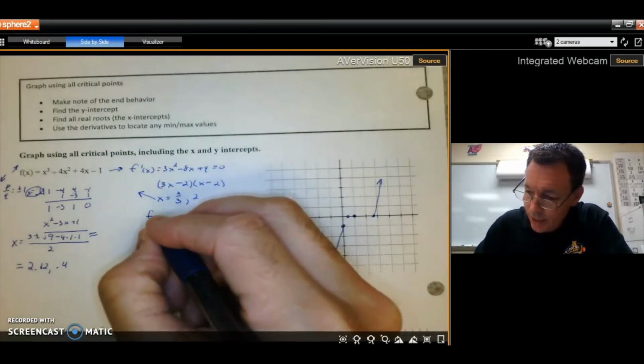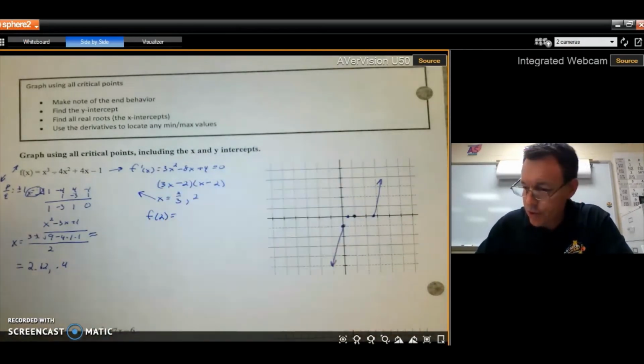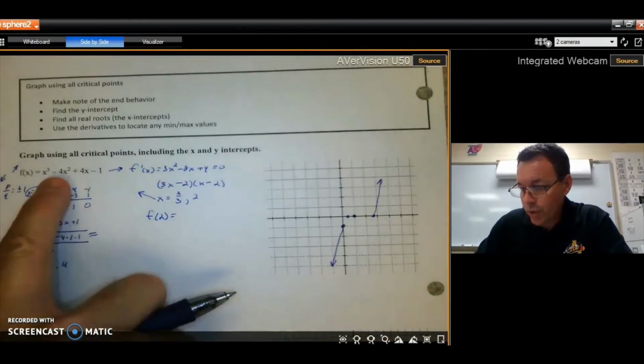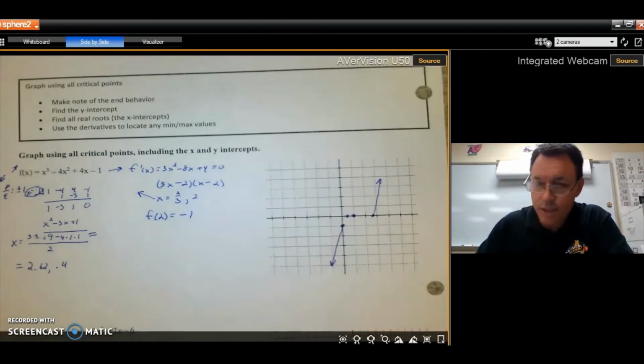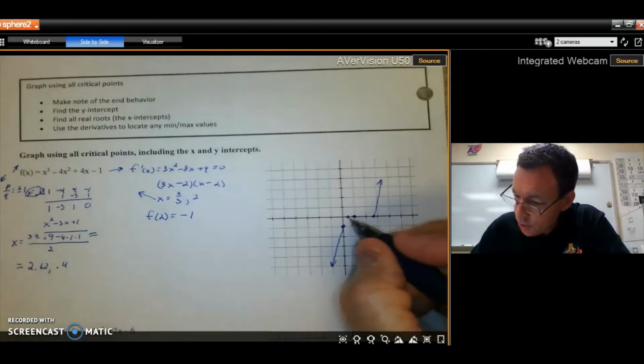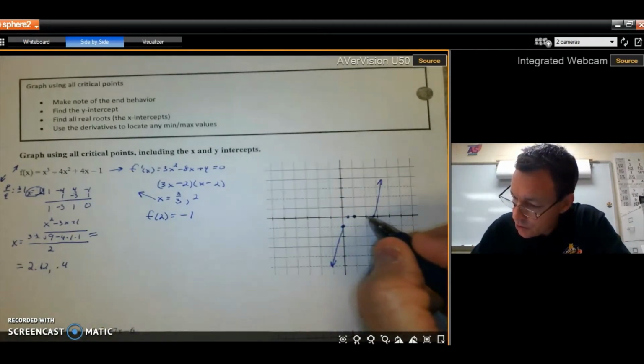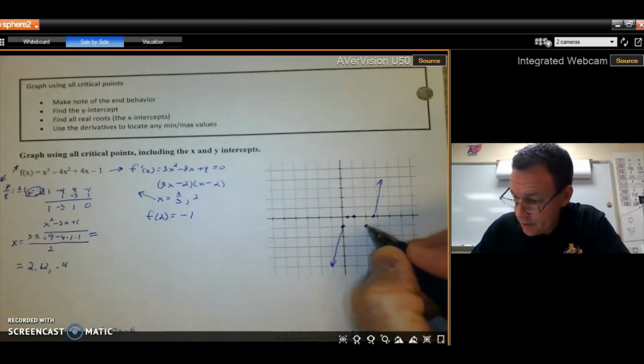So we're going to find f of, let's do the easy one first, f of 2. So we're going to put a 2 into that function. So put it right in your calculator. 2 cubed minus 4 times 2 squared plus 4 times 2 minus 1. Okay, you can put that all in your calculator. You're going to get -1 as an answer. So our graph goes through (2, -1), and that is a minimum, obviously.